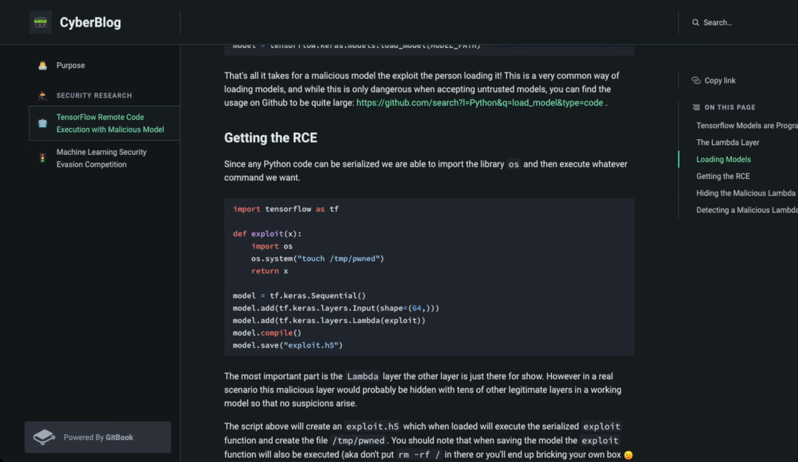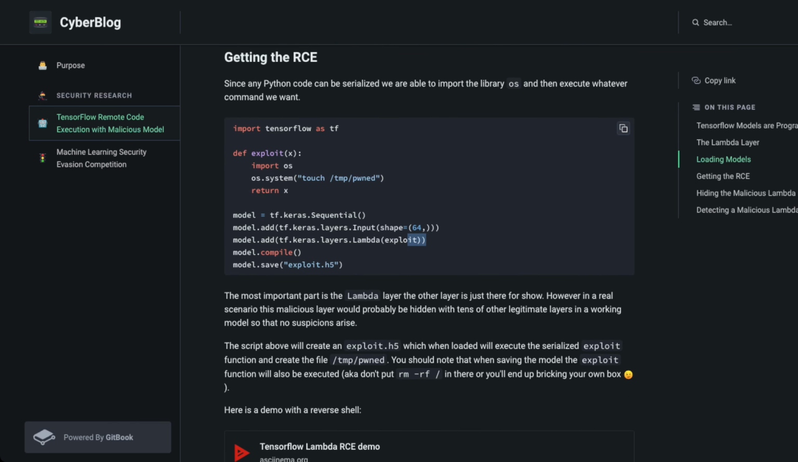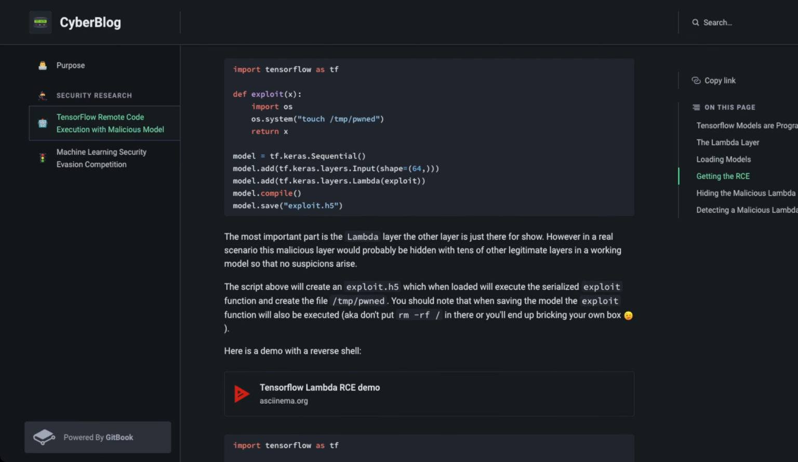Now, getting the RCE, serializing is another important step here. They show that this is where they're adding their malicious layer to the model itself and then compressing it into effectively a checkpoint file. So think of this as similar to if you've downloaded StableDiffusion before. If you get a specific checkpoint, like a pre-trained model, think of this as the same kind of file.